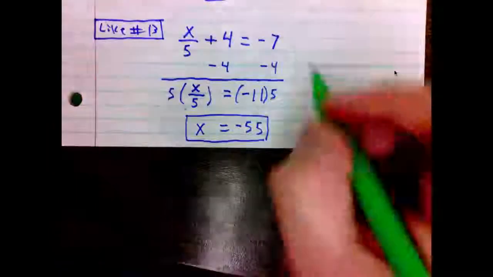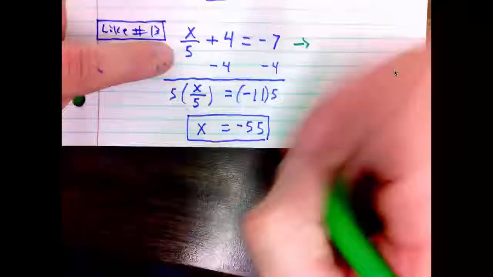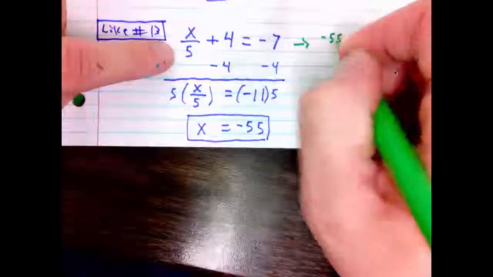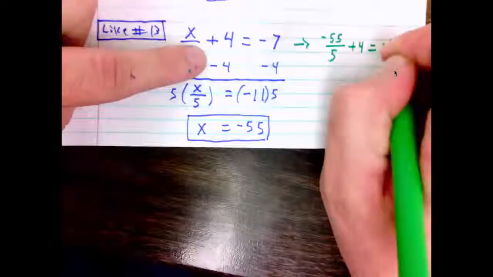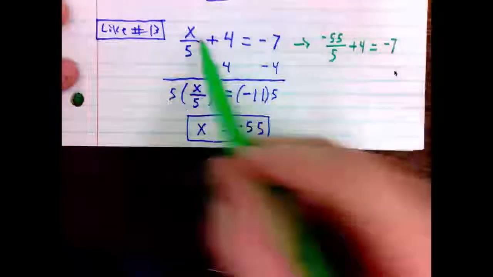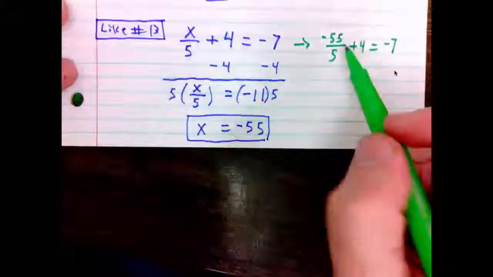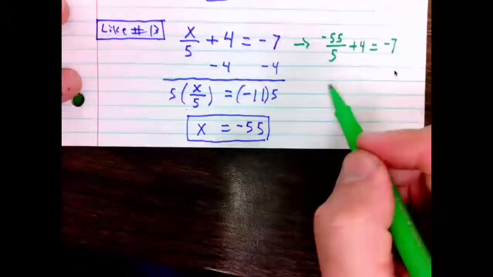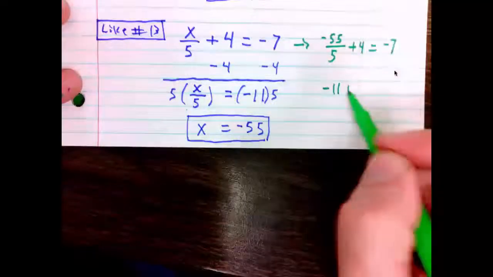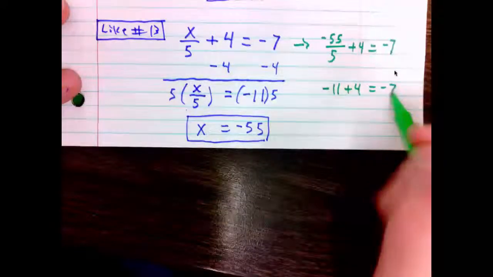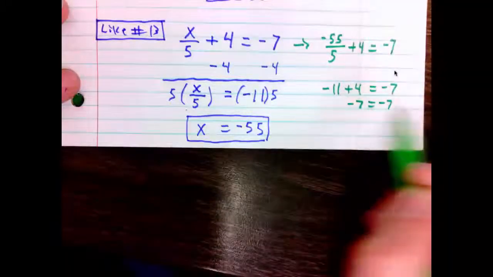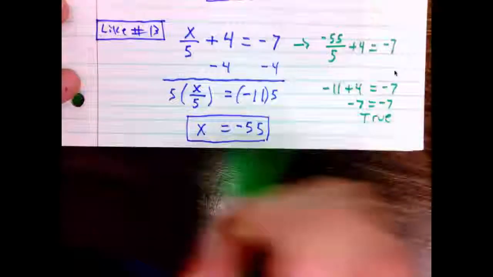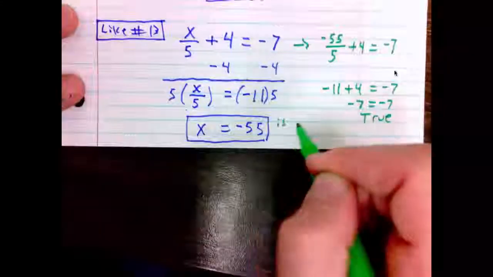We're going to substitute that back into the original. X over 5, where x is negative 55. Negative 55 divided by 5 plus 4 equals negative 7. From this statement to this statement, we have substituted negative 55 for x. Negative 55 divided by 5 is negative 11. Plus 4 remains the same. Negative 11 plus 4 is indeed negative 7. So again, we have a true statement. Thus, x equals negative 55 is a solution.